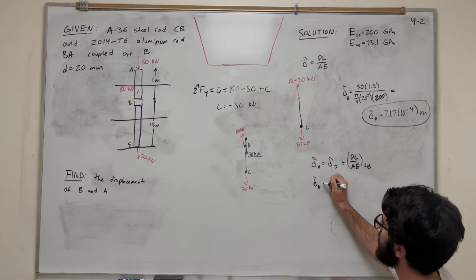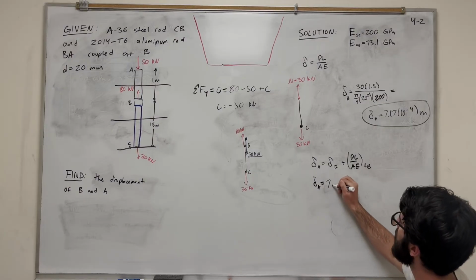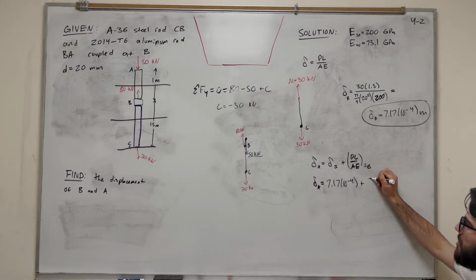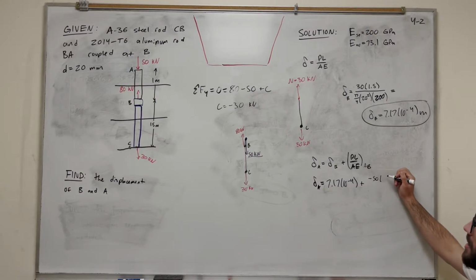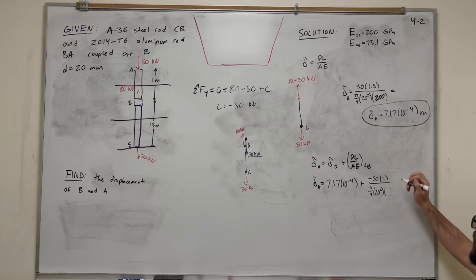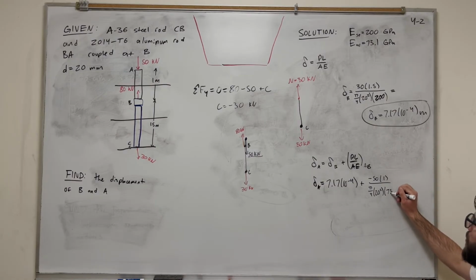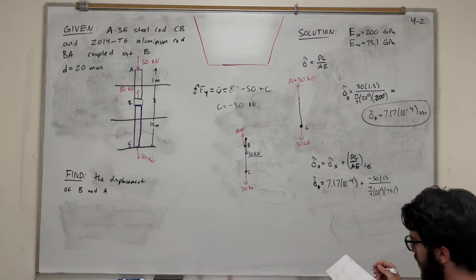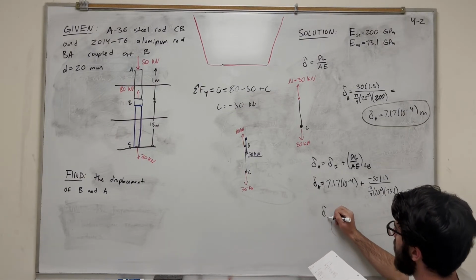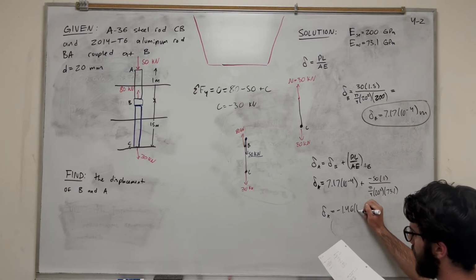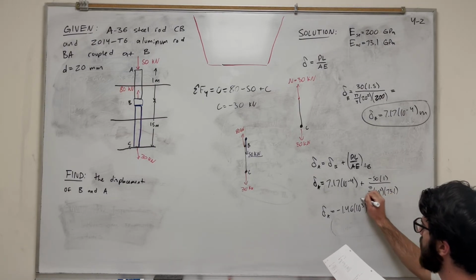So displacement of A is equal to displacement of B, which is 7.17 times 10 to the negative 4th, plus, that's going to be minus 50 for the force. The length is 1 meter. The area is, again, the same thing, pi over 4 times 20 squared. And then E is not going to be 200 this time, it's going to be 73.1. Right? So we do the math on this, and you get that displacement of A is equal to negative 1.46 times 10 to the negative 3 meters.